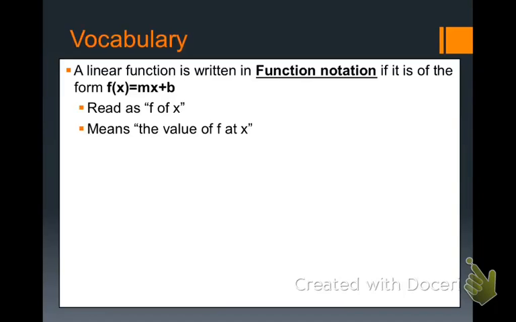A linear function is written in function notation if it is of the form f of x equals mx plus b. And we read that as f of x, and what it means is the value of f at x. So don't let this confuse you, because f of x means the same thing as y. It's just notation. F and x are not different variables. It's just a way to use function notation and talk about f of x. So do not try to multiply f and x, because f of x is just the same thing as y. It's just a different way to look at it.